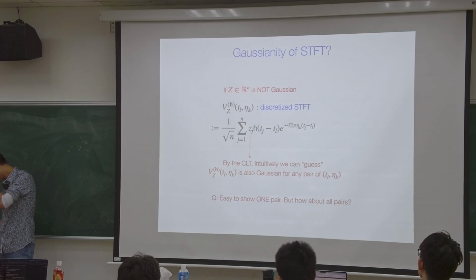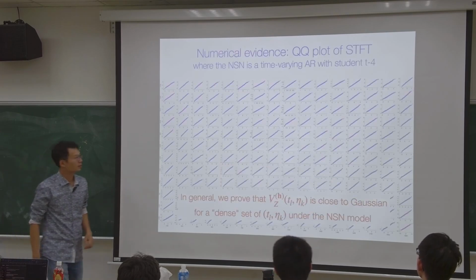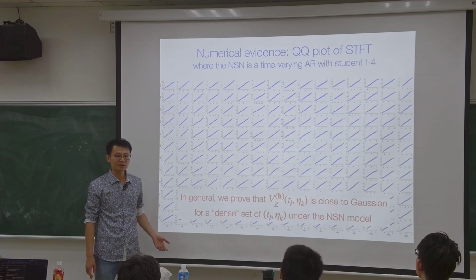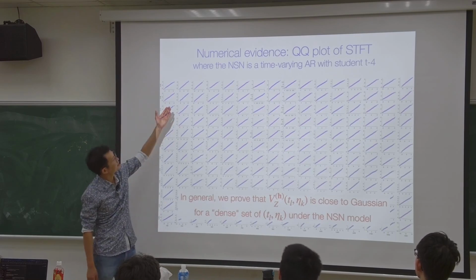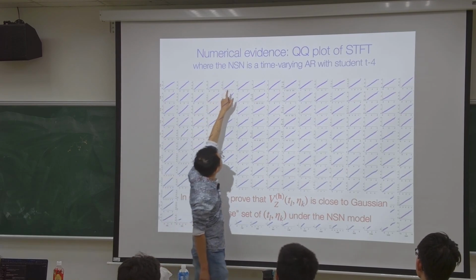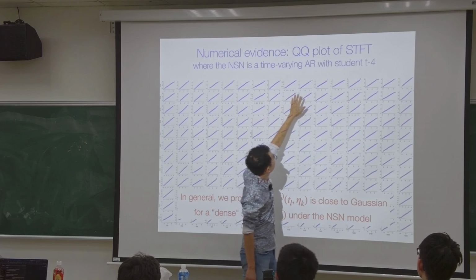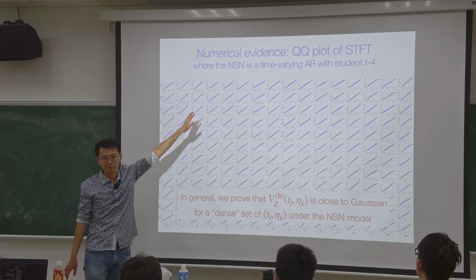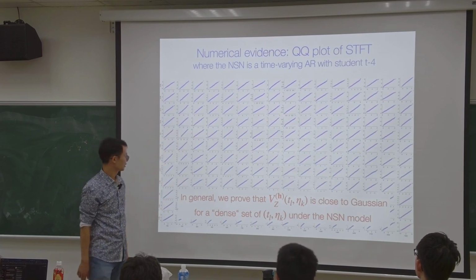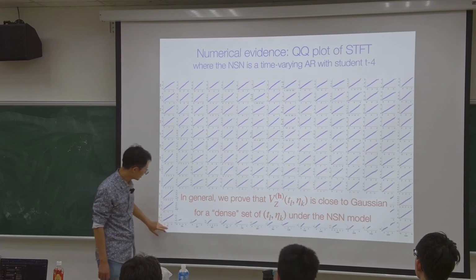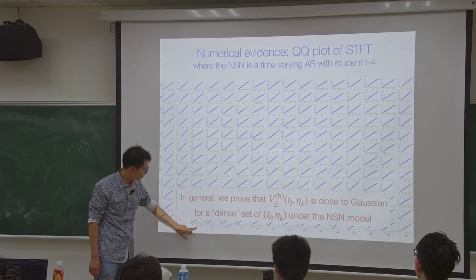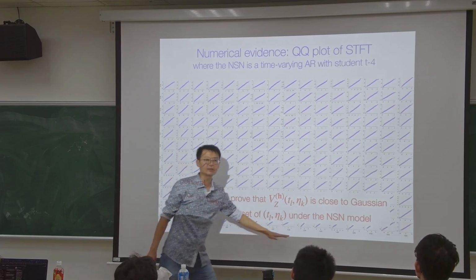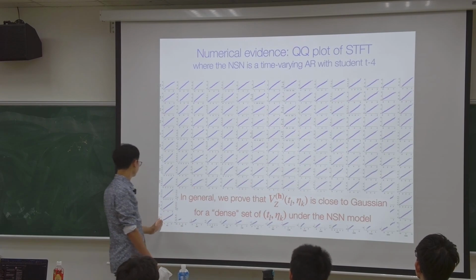Okay, but numerically, it tells us that it is always Gaussian. What I'm showing here is when the input signal, pure noise, is a time-varying AR with Student t4, which is a fat-tailed, time-varying autoregressive model. That is non-stationary. In this case, all these axes, 105, 230, 355, are so small that you cannot read them. Those are the time. I randomly sample different times and different frequencies.